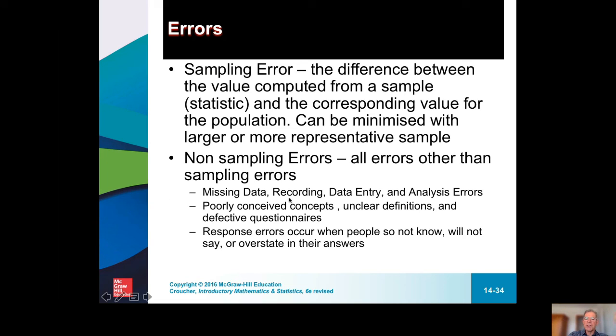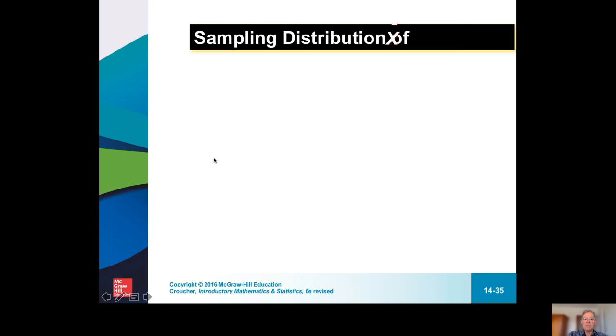So you've misrecorded data, or you've got a survey question that's really vague and it's just not clear and people give a bad answer. So all those sorts of things, when people don't tell the truth when they're being surveyed, or overstate their answers. All those sorts of errors can creep in, and so there's the distinction between a sampling error and a non-sampling error. So make sure you're comfortable with that.